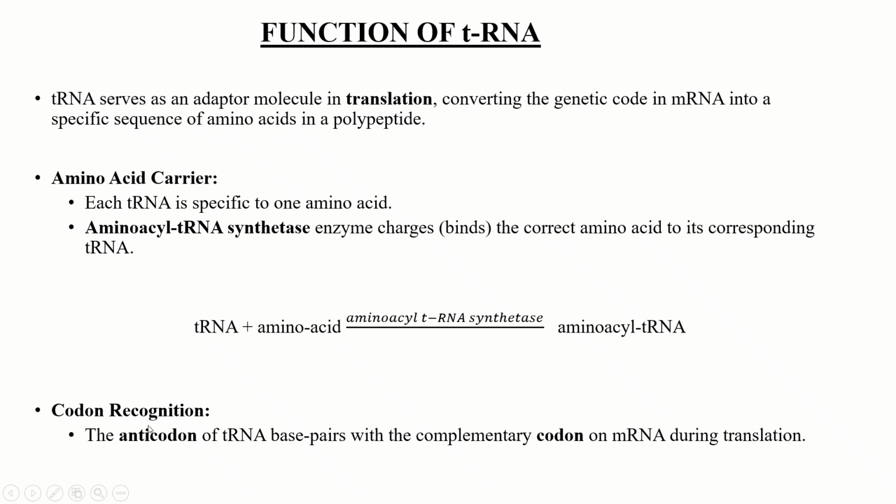Next is codon recognition. The anticodon of tRNA base pairs with the complementary codon on the mRNA during translation, and this mainly happens in the presence of the ribosome. Aminoacyl tRNA synthetase is a key enzyme that plays a crucial role in protein synthesis by linking tRNA with the corresponding amino acid.